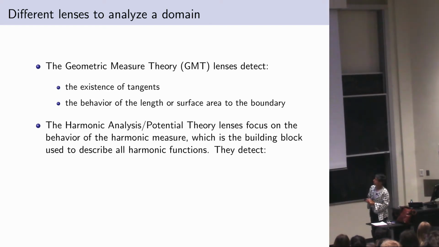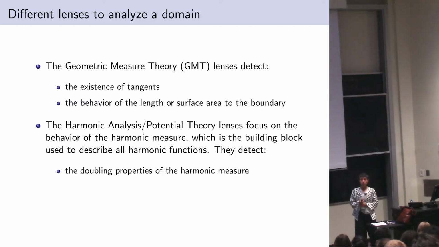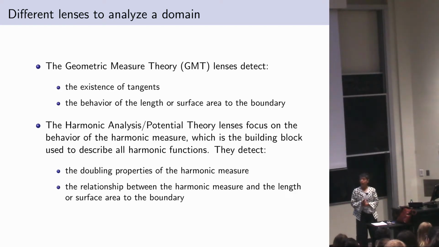Harmonic analysis allows us to look at the behavior of harmonic functions. And so here is what we do. We can see the doubling properties of the harmonic measure. Sounds silly, but that's an important criterion. And the relationship between the harmonic measure and the length or surface area of the boundary. So these are the things I'm going to be looking for, and it will let me say if something is nice, is rough, is okay.